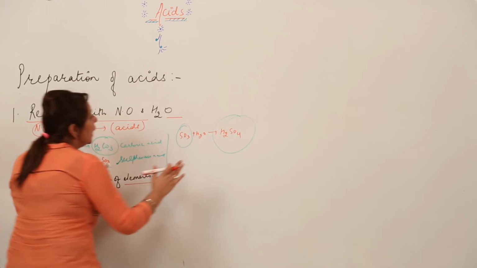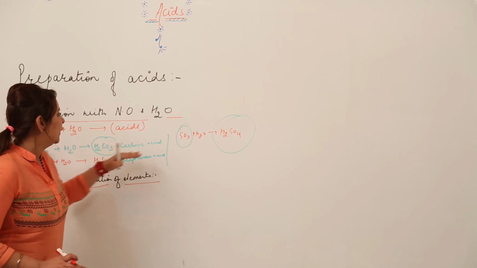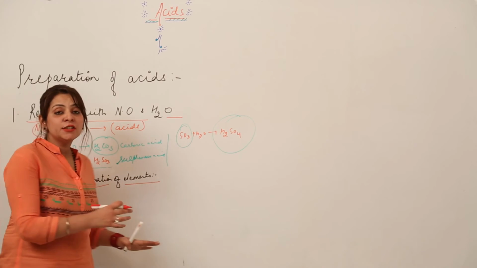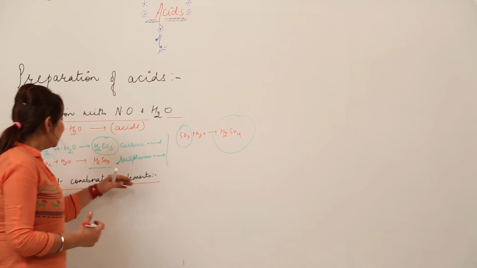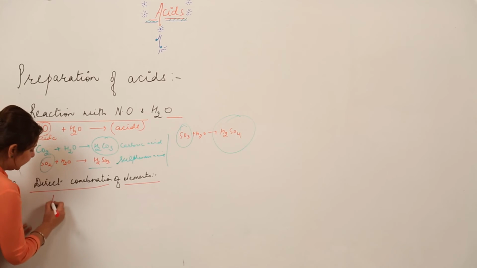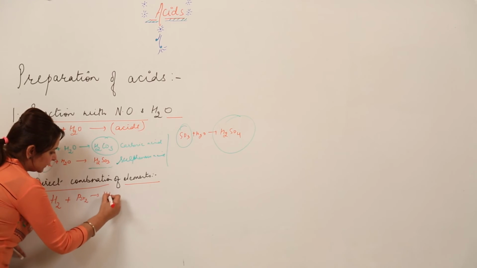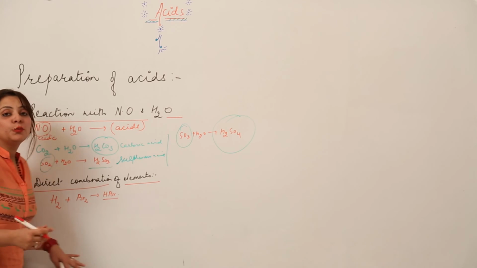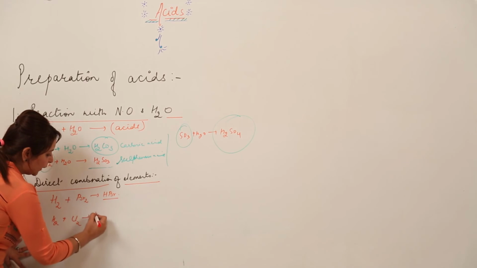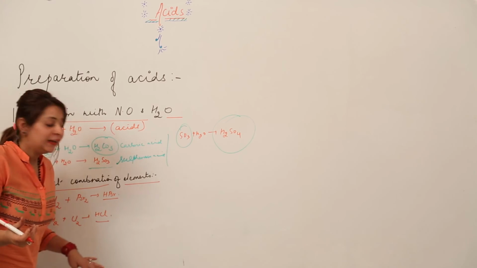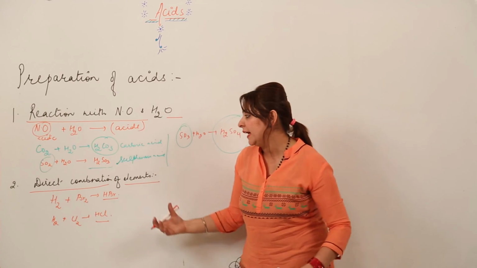So this is the method by which we can form the acids, and as you can see, sulfurous, sulfuric, nitric acid, these are all strong acids. So this is the method by which we can prepare them. Second is by direct combination. Hydrogen gas plus bromine gas gives hydrobromic acid. Similarly, if I add H2 plus Cl2, what do I get? I get hydrochloric acid. So by the direct combination of the elements we can also get the acid.